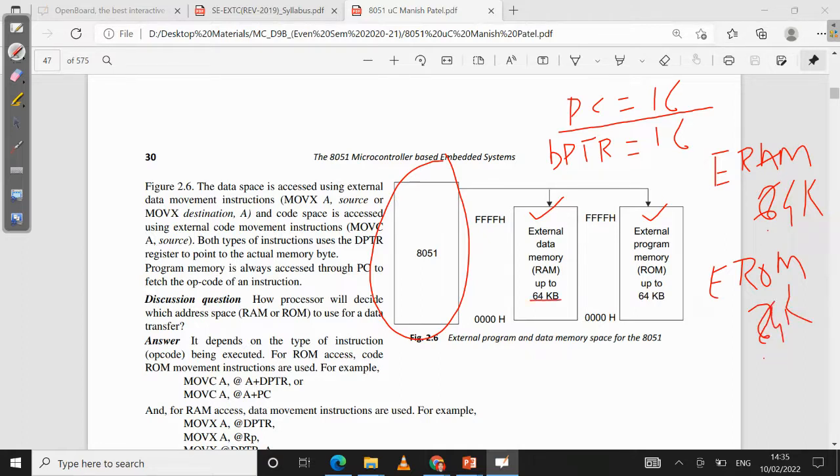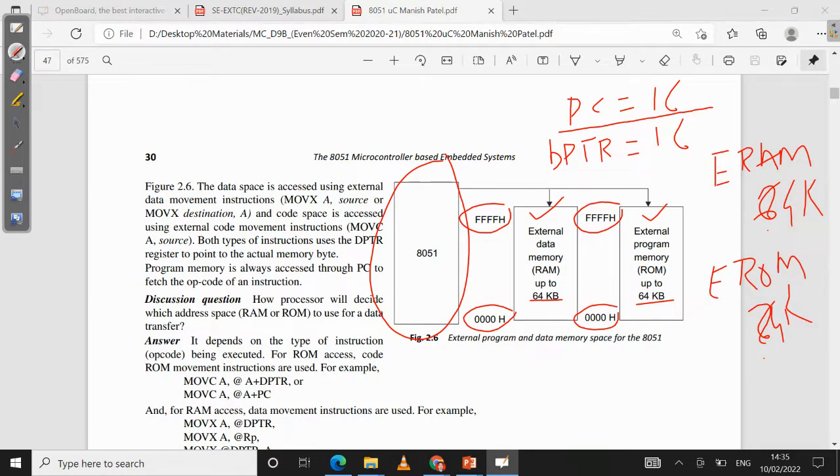Can you see here 64K of external RAM and 64K of external ROM? Can you see the address 0000H ending with FFFFH? Here also the starting address is 0000H and the ending address is FFFFH. So here you have to understand that you can connect external RAM and external ROM, each of the size of 64K, with the starting address of 0000 and the ending address of FFFF. Okay, so that shows the clarity here in this figure.